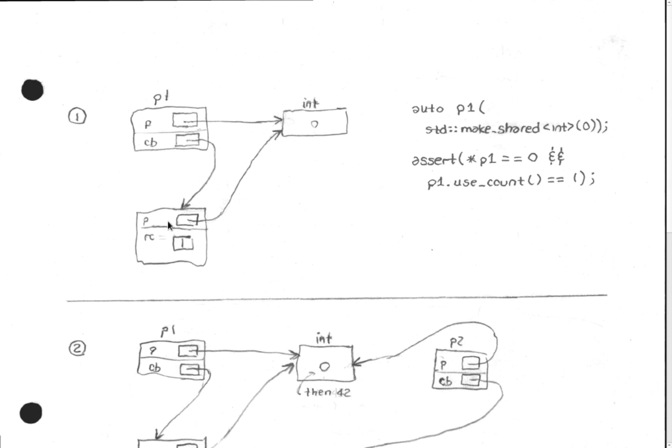I'm assuming that maybe no optimization is being performed. I mean, it's possible that this integer here might come right after the control block, for example. Maybe they're allocated together, but just conceptually the picture looks like this.